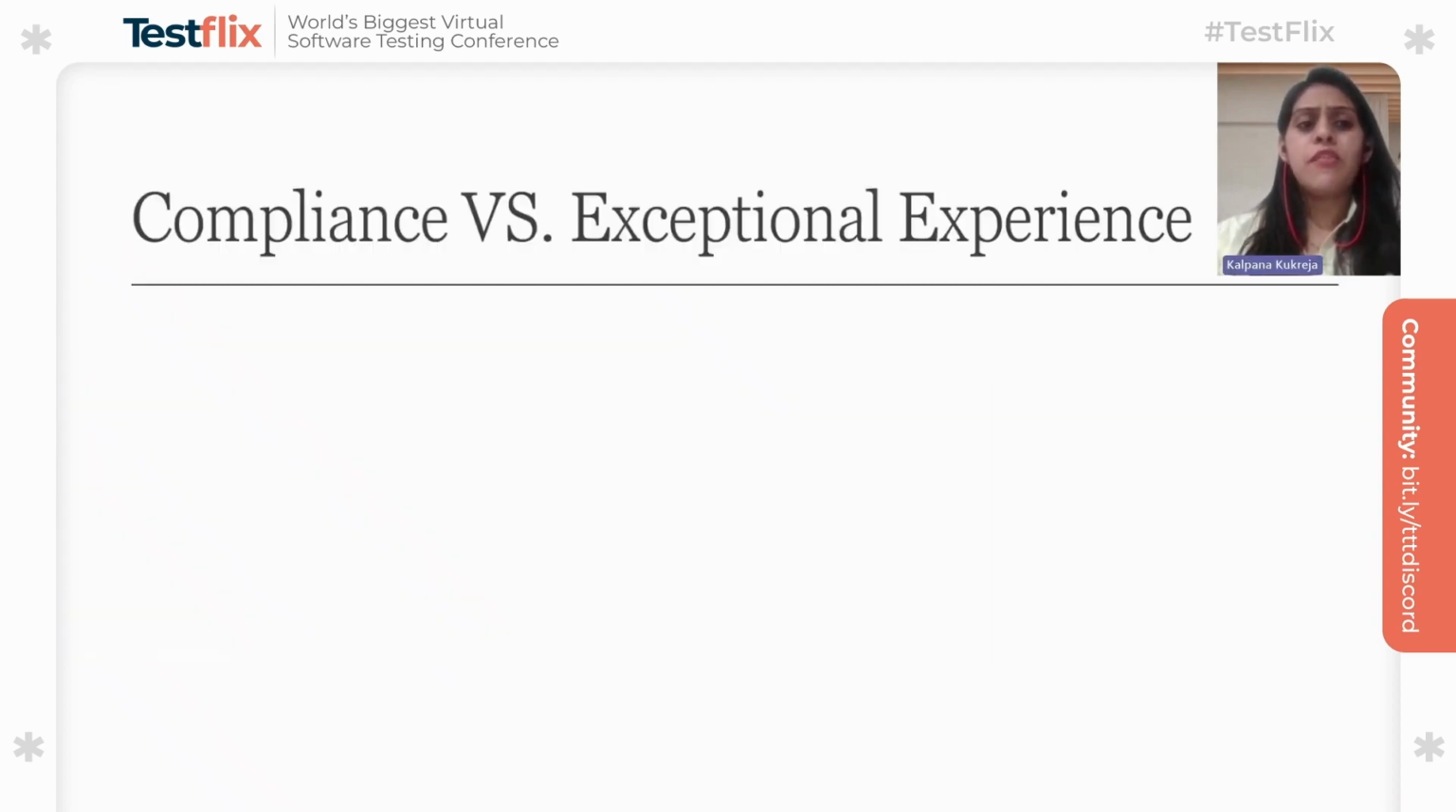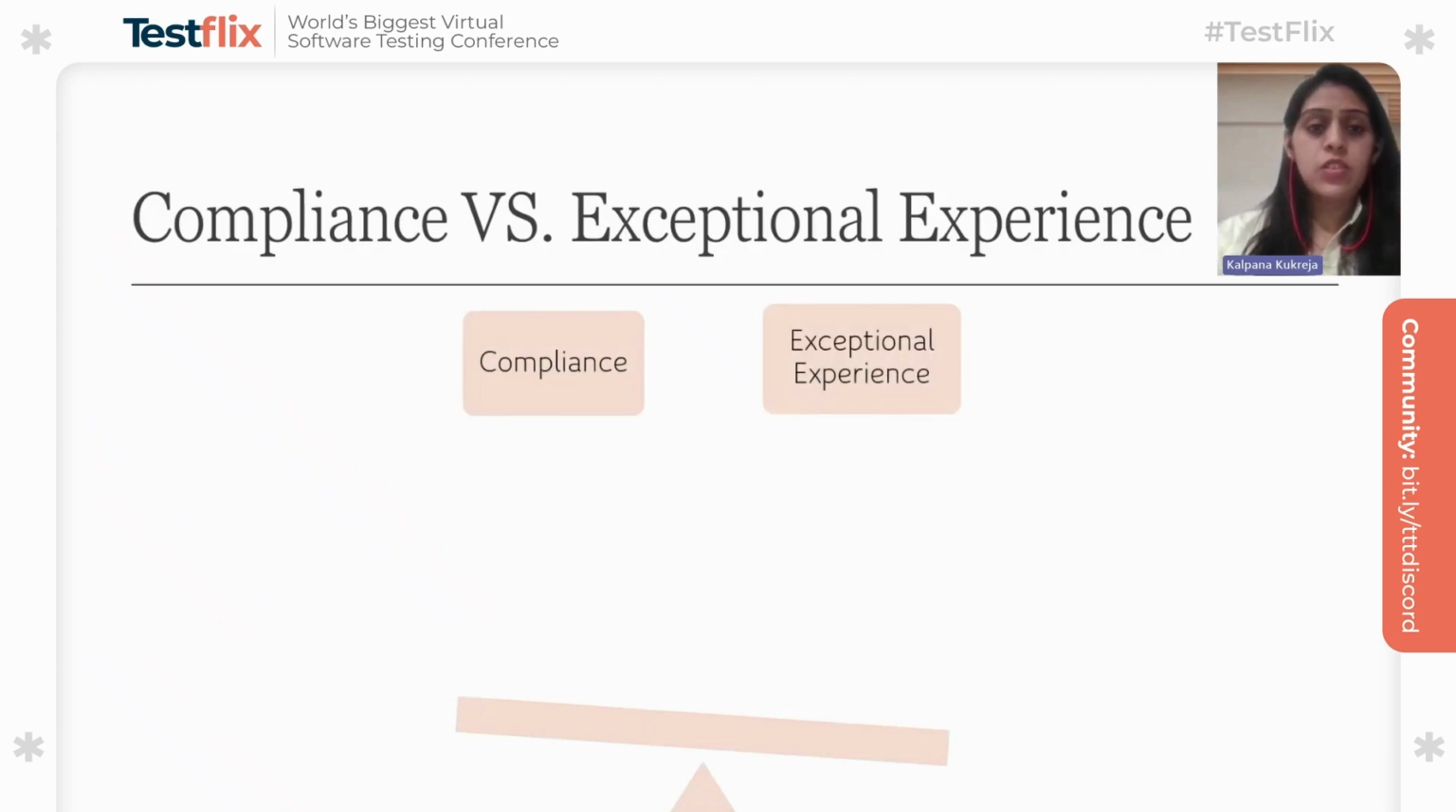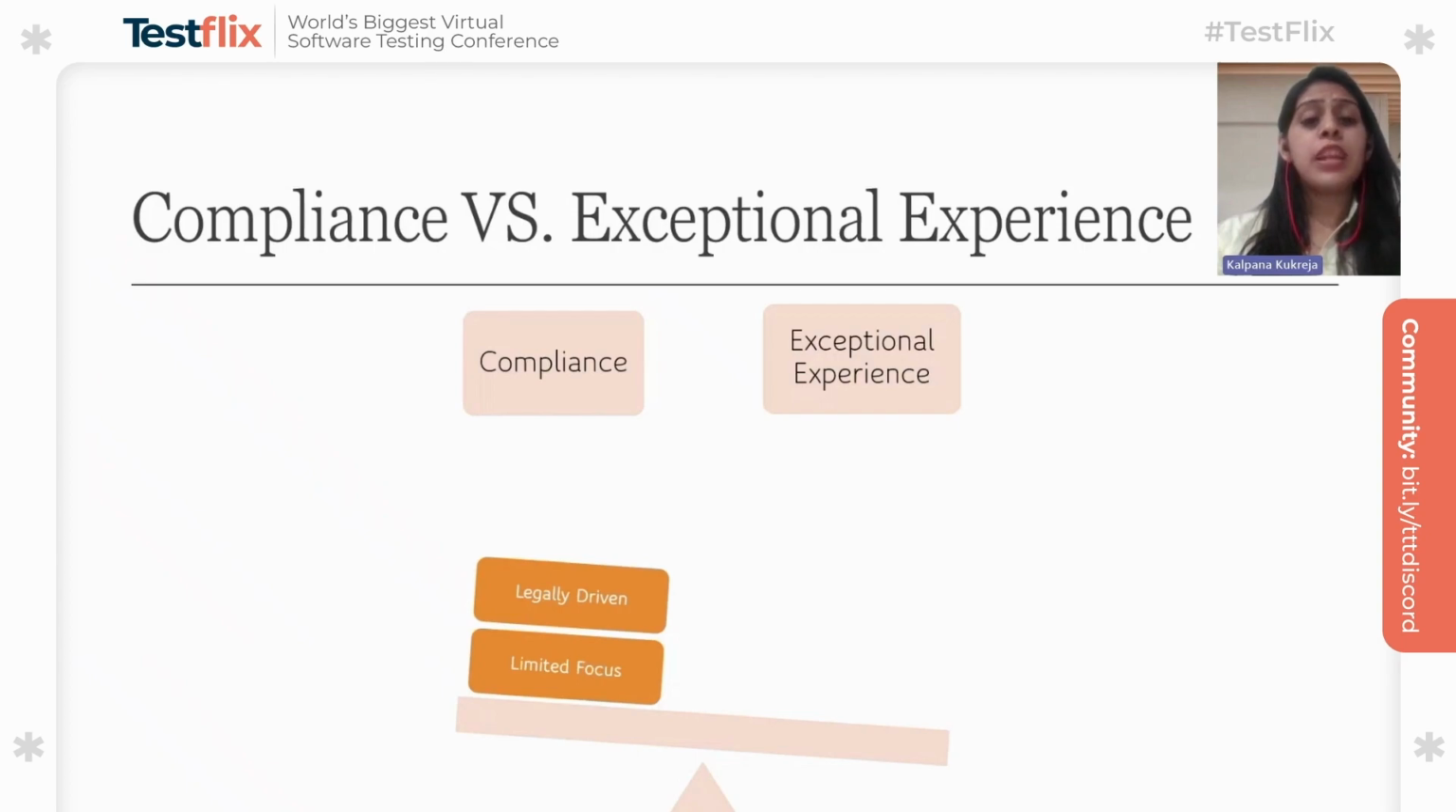Let's see the difference between compliance and exceptional user experience, and how they differ. When we weigh them on a scale, compliance comes with a limited focus, where our entire focus is on checking the boxes. Then it is mostly legally driven, because there are different types of laws in every country for accessibility. And it comes with a static approach. When we have the guidelines ready, we only talk about how to proceed to meet those guidelines or standards, so we often follow that same static approach.